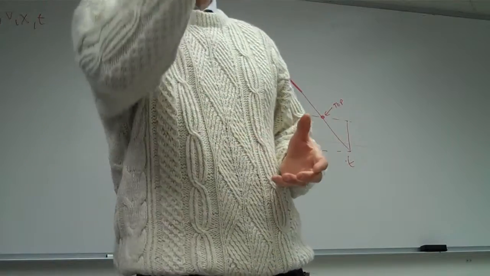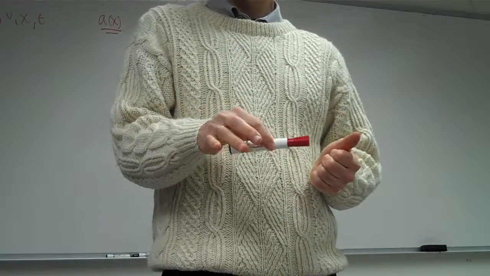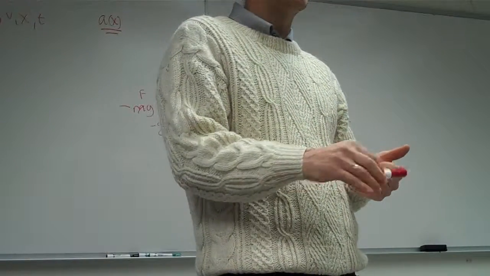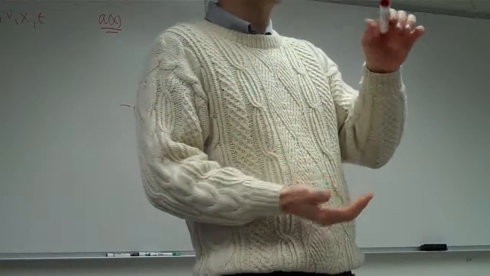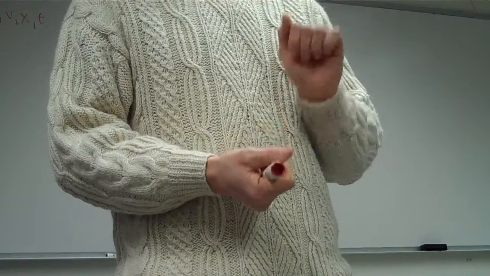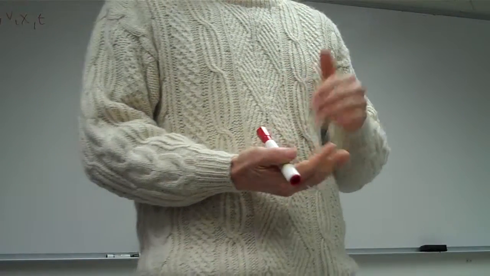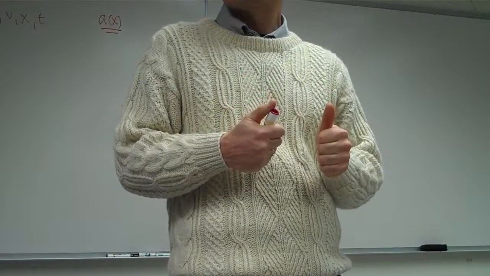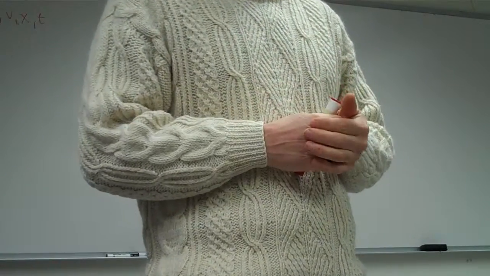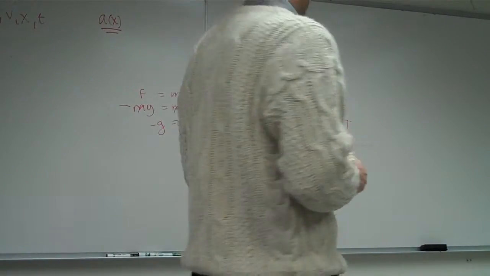So if I were to land this on a pillow, it'll stop a little more gradually. So the force of the pillow acting on the marker would be smaller than if I landed it on a rock. If I landed it on a rock, it's going to stop very quickly, so the force is going to be a lot larger. So the greater the acceleration, the greater the net force acting on the object.